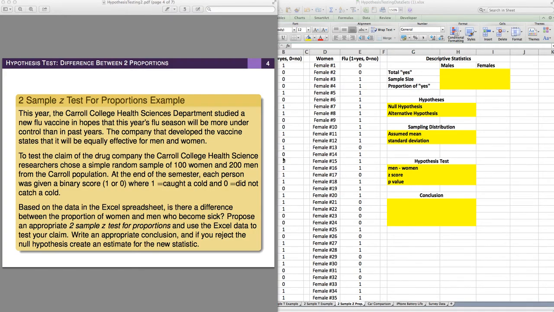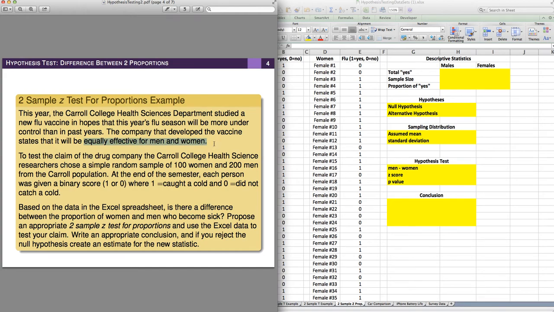All right, this is going to be a rundown of a two-sample z-test for proportions. So here's the example. This year, the Carroll College Health Sciences Department studied a new flu vaccine in hopes that this year's flu season will be more under control than in past years. The company that developed the vaccine states that it will be equally effective for men and women. So we are going to test this claim.